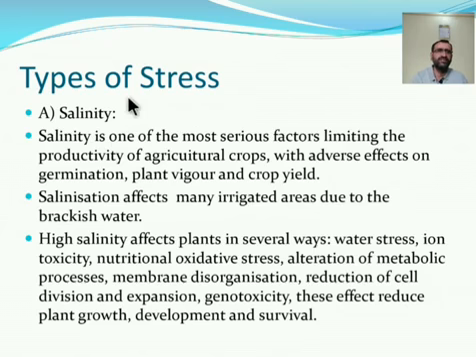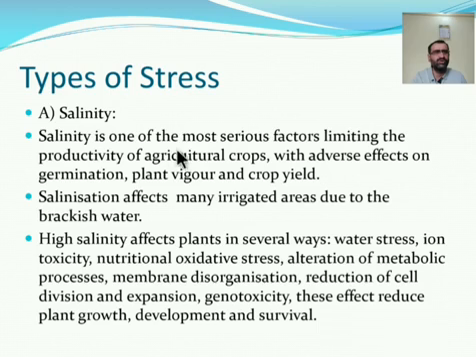Third one is the types of stresses. There we know that there are different types of stresses, but here we learn only two major types, that is nothing but the salinity and drought stresses. In which the first one is salinity. Salinity, we know, is when saline soil is there, and due to that saline soil different stresses can occur on the plant, that is known as the salinity stress.